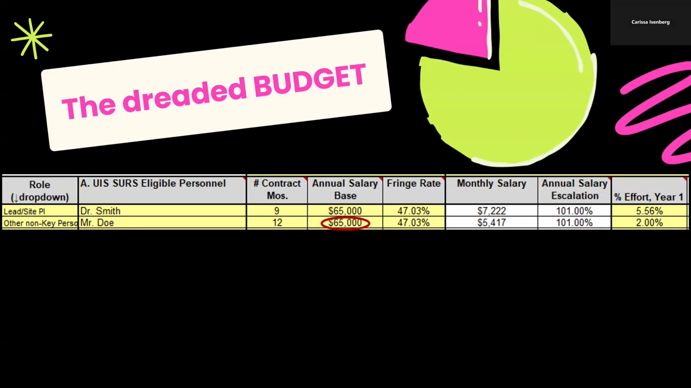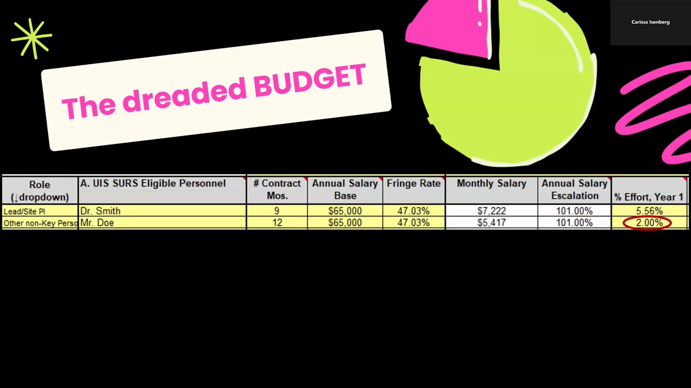So you'll notice even though Dr. Smith and Mr. Doe have the same base salary, their monthly salary is going to be different because it's dividing by 9 versus 12 months. Retirement eligible personnel have that same yearly fringe rate. This is the rate for fiscal year 2026. This could change on July 1st, and that will be what is automatically assessed in reality if this proposal were to be granted. University employees have a 1% standard of living raise for this academic year. This could change in upcoming years. It is usually announced around the start of the fall semester each year, and we do update the budget accordingly.